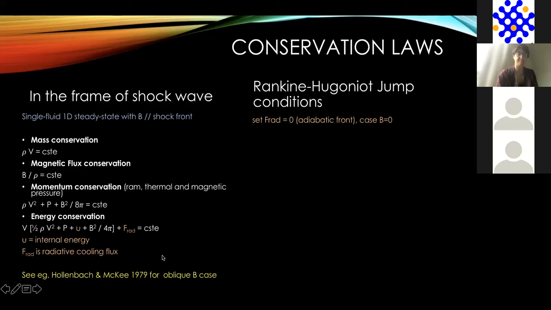Well, the interesting thing when you have these conservation laws is that you can compute jump conditions in the case where there is a very fast transition, like the skiers that I showed you. If you can assume that the gas undergoes the shock front adiabatically, there is no time to radiate anything, you can set F rad equals zero, and you can express U as P over gamma minus one in the pre-shock. And then you can solve for this conservation. You write it on the pre-shock gas and on the post-shock, just on either side of the discontinuity.